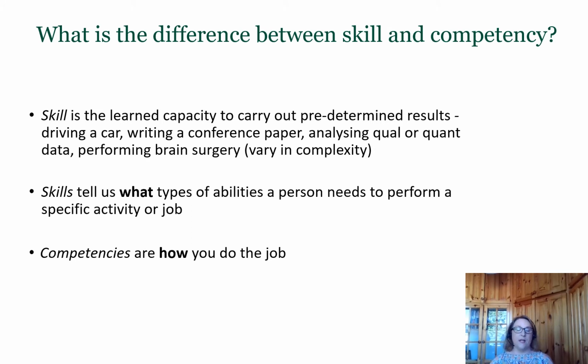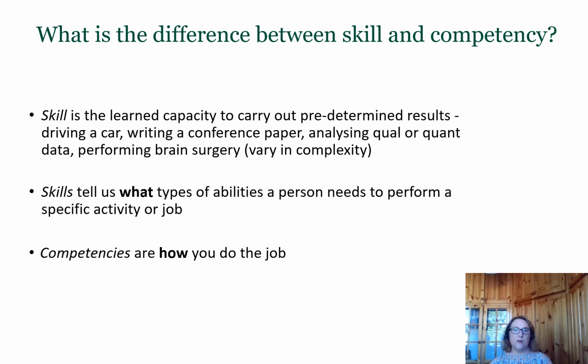So the difference is, I suppose, if I put it down to the difference between what and how. A skill is your learned capacity to carry out predetermined results. I've given the examples there of driving a car, writing a conference paper, analyzing qualitative or quantitative data, performing brain surgery. So obviously skills will vary in complexity, as you can see from that list. A skill tells you what a person can do, the abilities a person needs to perform a specific activity. A competency then tells you how you do that job or that skill. So it adds another dimension to it.